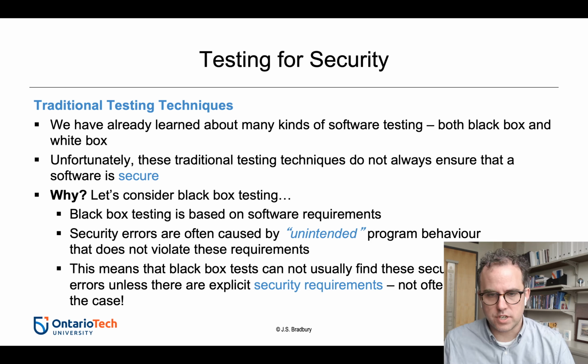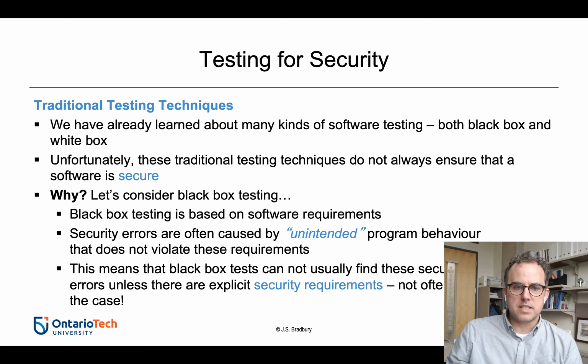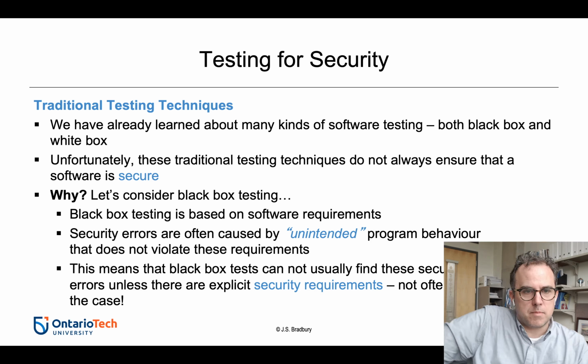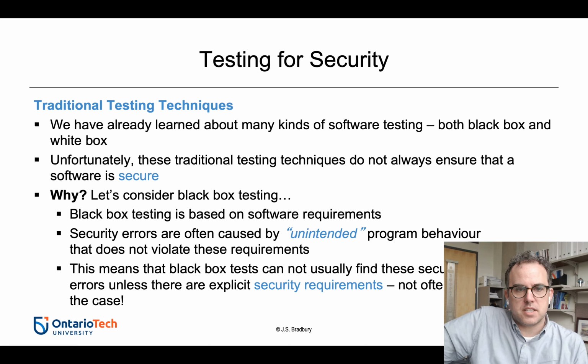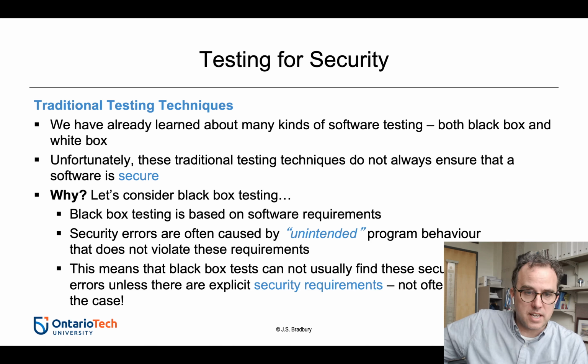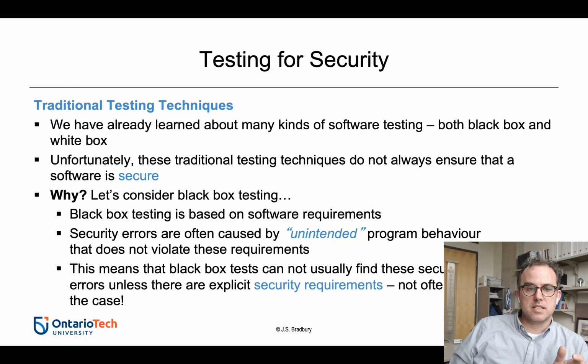And here's an example of why traditional testing doesn't always ensure that the software is secure. Let's consider black box testing, right? So black box testing is based on the software requirements. Security errors typically are often unintended program behavior, right? If you haven't built in security requirements, if they're not explicit, a security error is actually an unintended program behavior that doesn't necessarily violate the requirements for the software. This means that if you have black box tests that are designed around the requirements, they won't always find the security errors unless you've actually built in these explicit security requirements, which isn't always the case. It's becoming more the case now, but it isn't always the case in a lot of systems. They don't always think about the security side till later. So because security errors are unintended and aren't always reflected in requirements, requirements-based black box testing won't always find them.